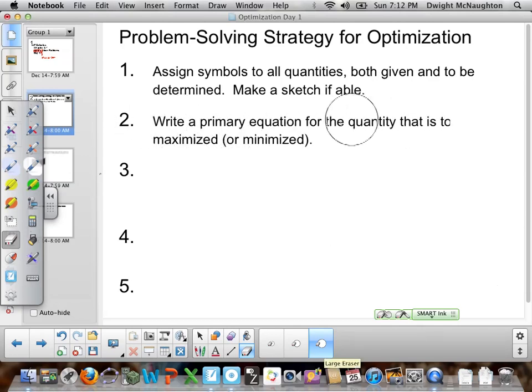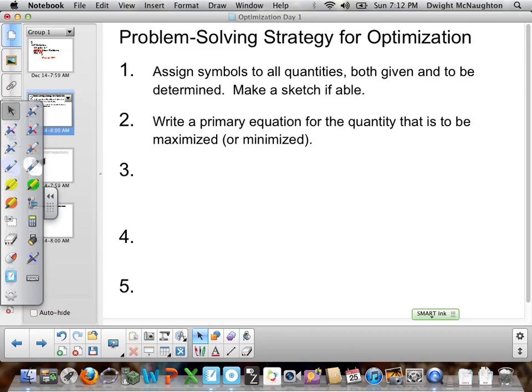This is very important. Write a primary equation. So all these questions are going to say, what's the maximum profit? Or what's the minimum cost? Or what's the largest volume possible given this situation? That's your primary equation. When you write a primary equation, look for the words maximum, minimum, largest, least. And that's the equation you write.